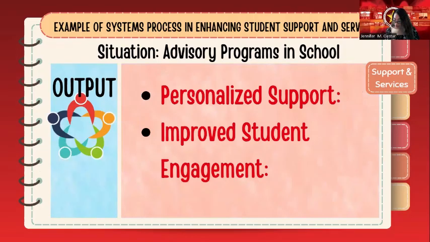support system. And for our output, we can produce personalized support, tailored support and guidance for each student based on their individual needs and goals. And yes, there would be improved student engagement, increased student engagement, motivation, and connection to the school community, which would be one of the measurable outputs in this advisory program in school as an example of enhancement of student support and services.